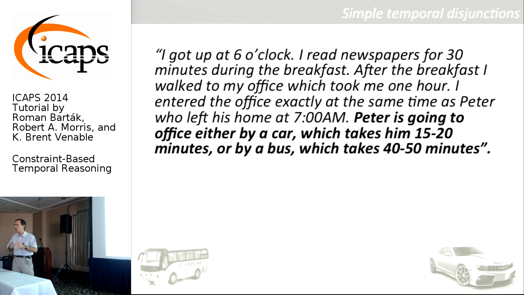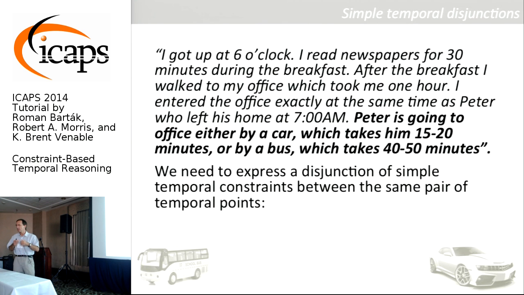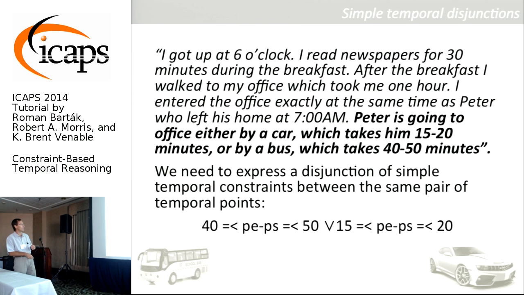Right? So it's a disjunction. I don't know which means of transport Peter was using today. I just know that we met in the office, but I can deduce what he used. So we need to express disjunctions of simple temporal constraints. A simple temporal network is not enough to describe this problem because we have these disjunctions, right? It's described here. The difference between the end of Peter's travel to the office minus the start of Peter's travel to the office is either between 40 and 50 or between 15 and 20, right?